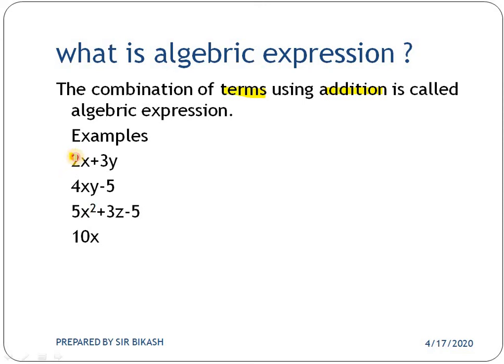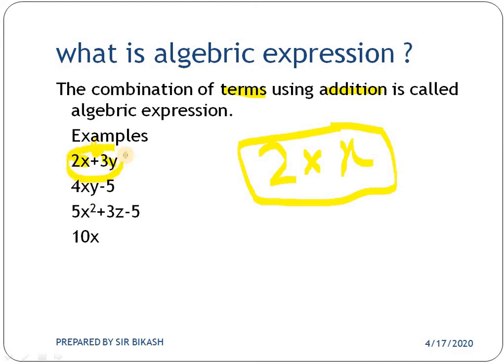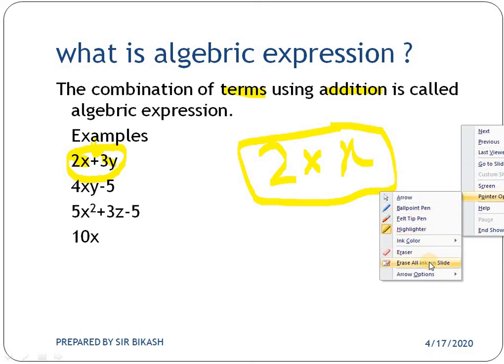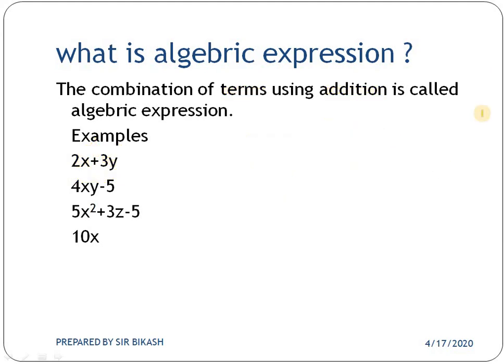So here you can see this 2x is a term. In that lecture I told you that when we have a constant and multiply it with a variable, say x, that becomes a term. So 2x is a term, 3y is another term. These two terms are combined using this plus sign. So 2x plus 3y becomes an algebraic expression. Let us go to the next slide.